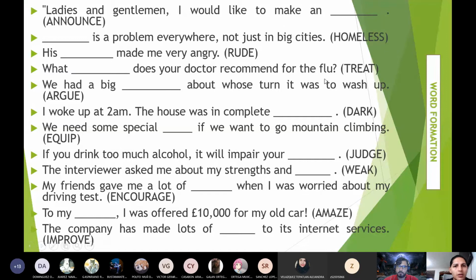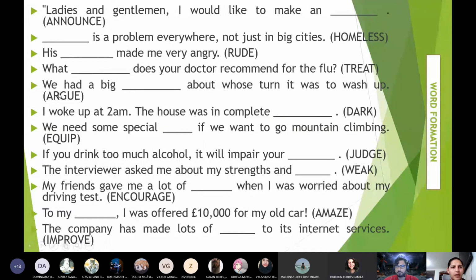The next one, can anybody help me with this one? Rude. I can. His rudeness made me very angry. Thank you very much. Rudeness. There you have. Okay. Another person, please. We treat. Me, I can. Please. What treatment does your doctor recommend for the flu?